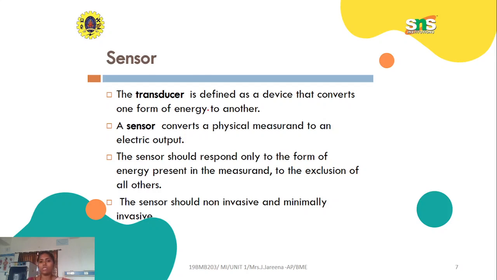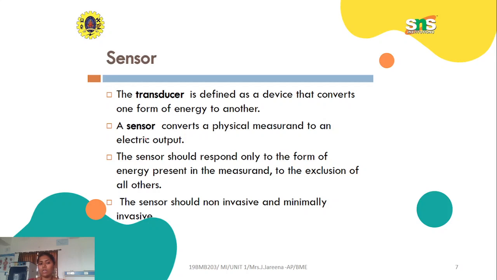So a transducer is a device which converts energy from one form to another. For example, if you are measuring some mechanical energy, it will get converted to electrical energy. Or if you are measuring electrical energy and need to convert it to mechanical energy, you can use a transducer. One such example for a transducer is a piezoelectric crystal. The second one is the sensor.